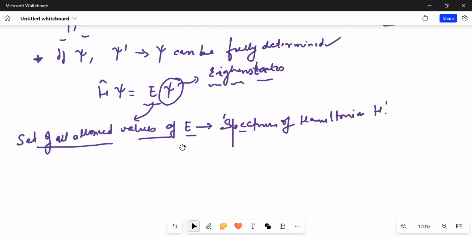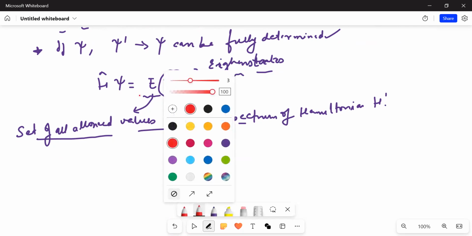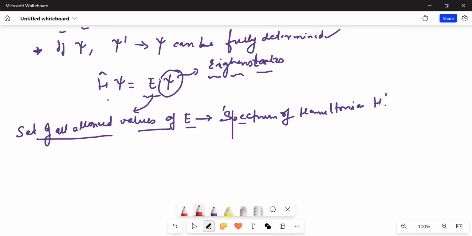Now let us come back to the main point. We were discussing H hat psi is equal to E psi. Psi has to be an eigenstate, and why is it an eigenstate? Because it satisfies this eigenvalue equation. And the set of all allowed values of E forms the spectrum of this Hamiltonian H.